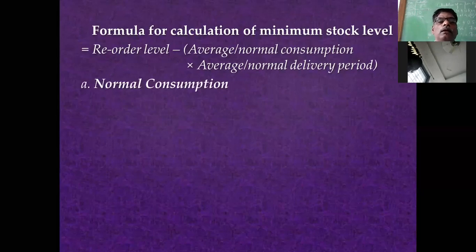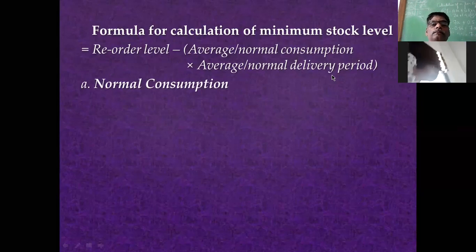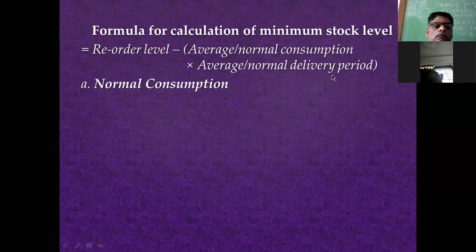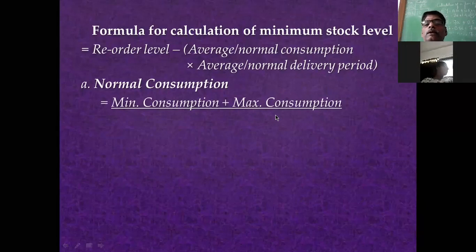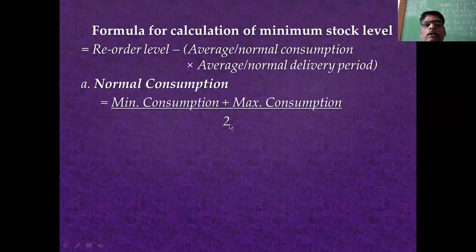Then how to calculate normal consumption? Normal consumption is equal to minimum consumption plus maximum consumption divided by 2. 200 plus 300 divided by 2, whatever I already explained. 200 plus 300 divided by 2 is equal to 250.